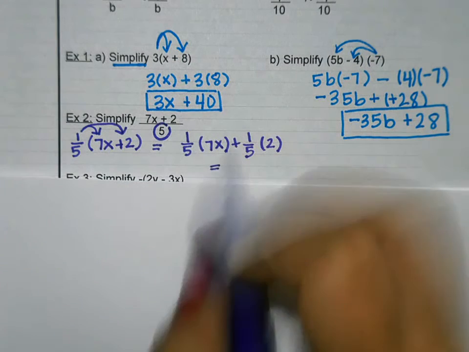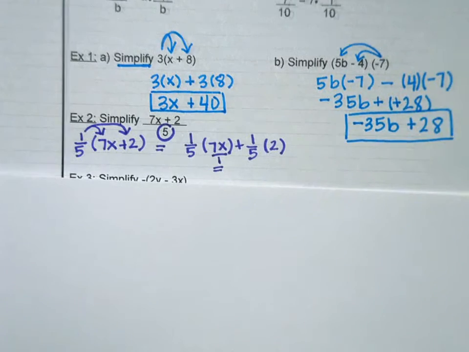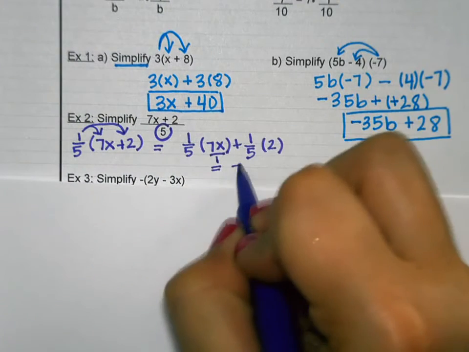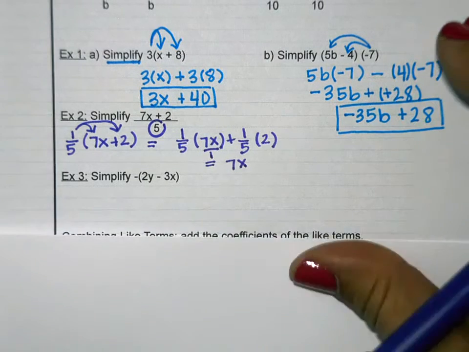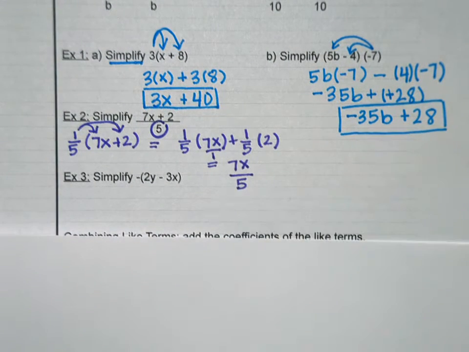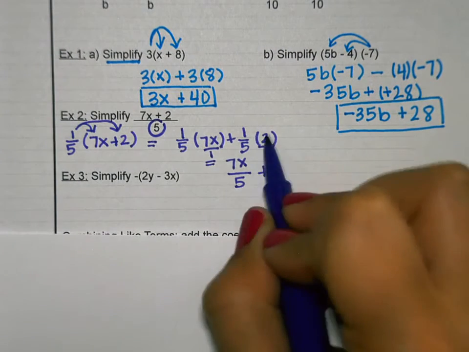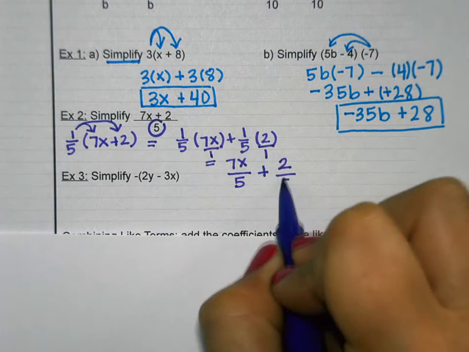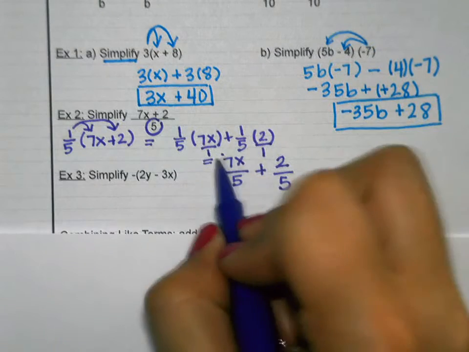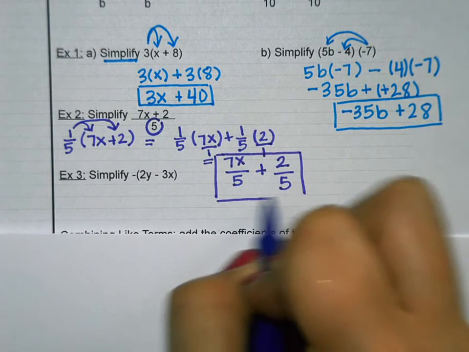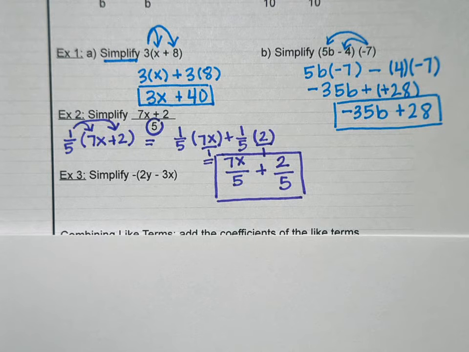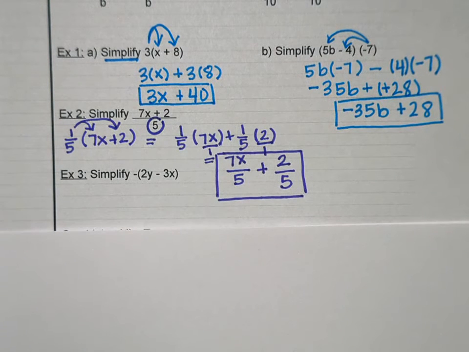1/5 times 7x, this is 7x over 1. So I can multiply the numerators, 1 times 7x, which is 7x, over 5 times 1, which is 5, plus, this is 2 over 1, so 1 times 2 gives me 2, and 5 times 1 gives me 5. These are not like terms, so we can leave our answer as is. Let's do one more example like this, and then we'll get on to talking about like terms.